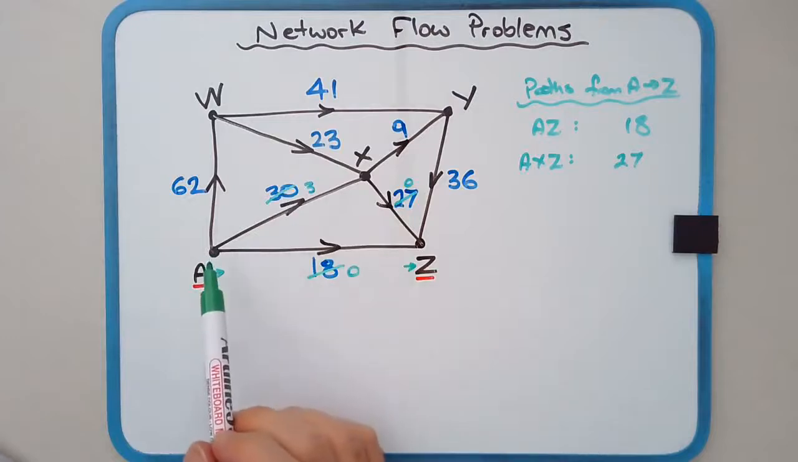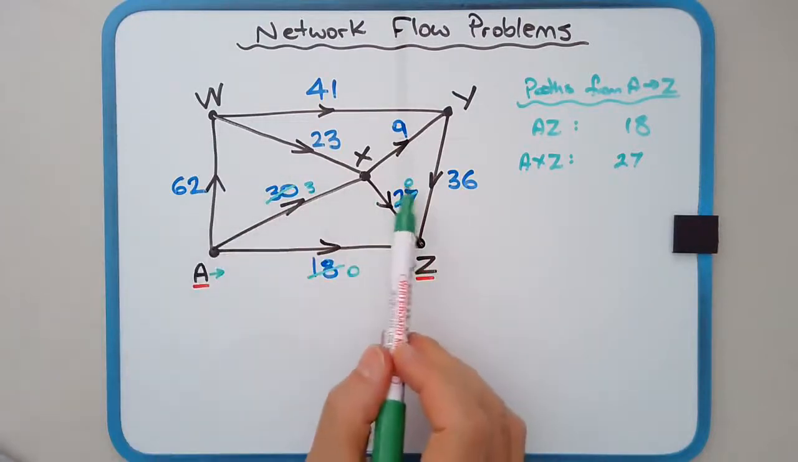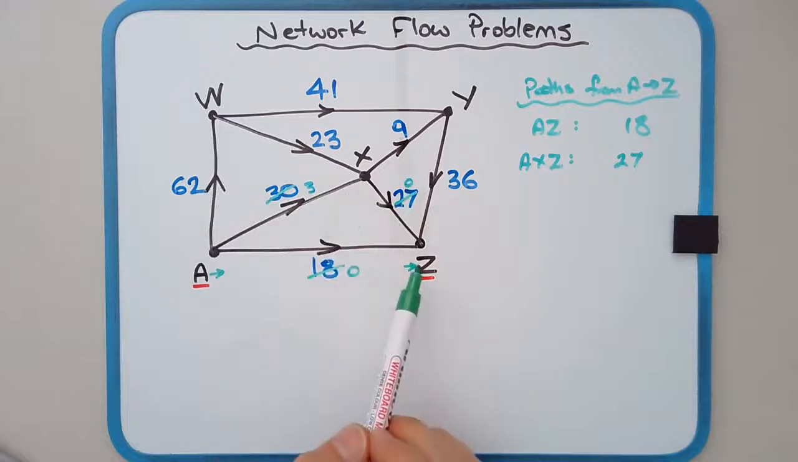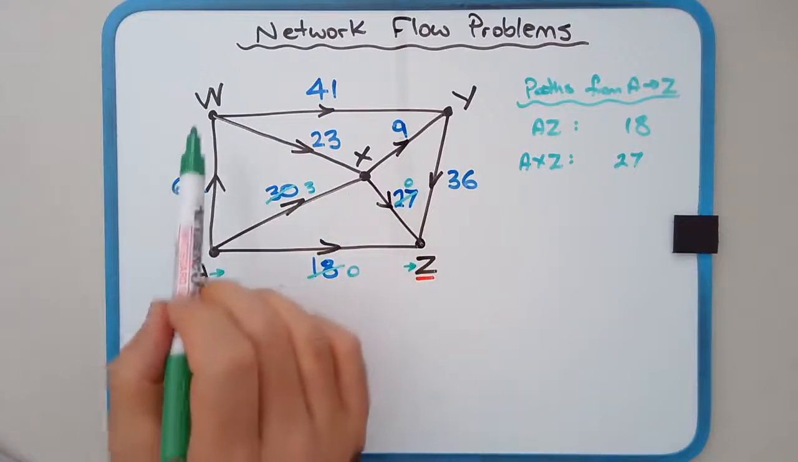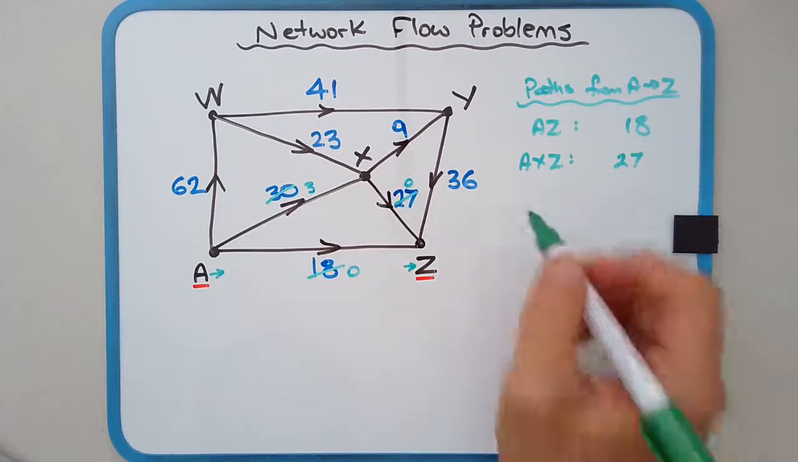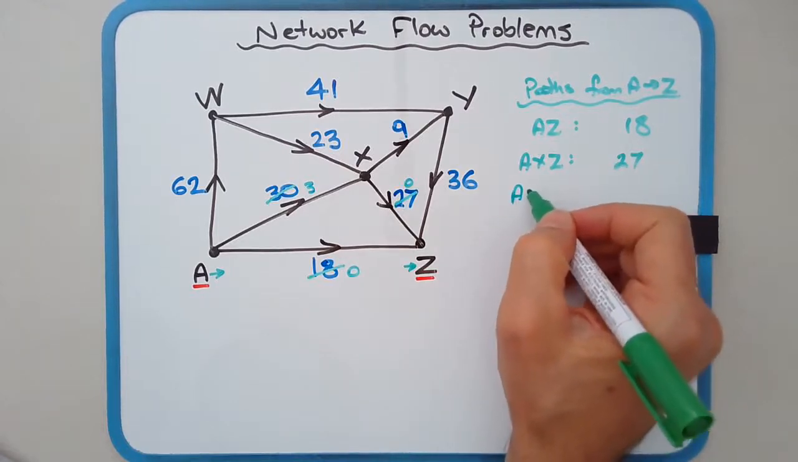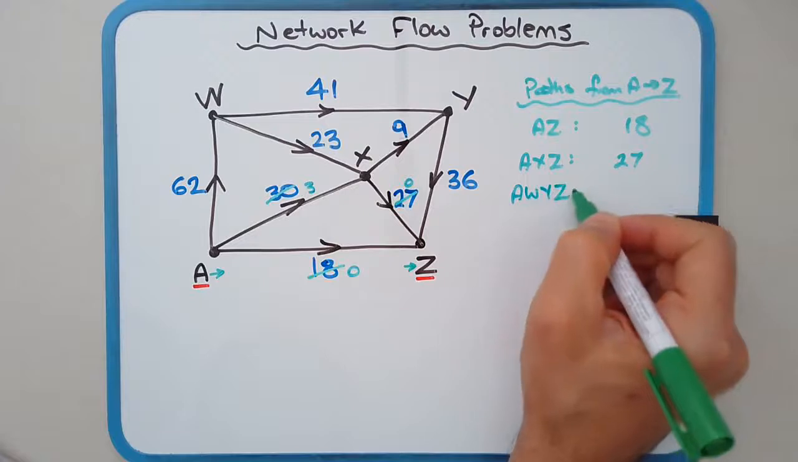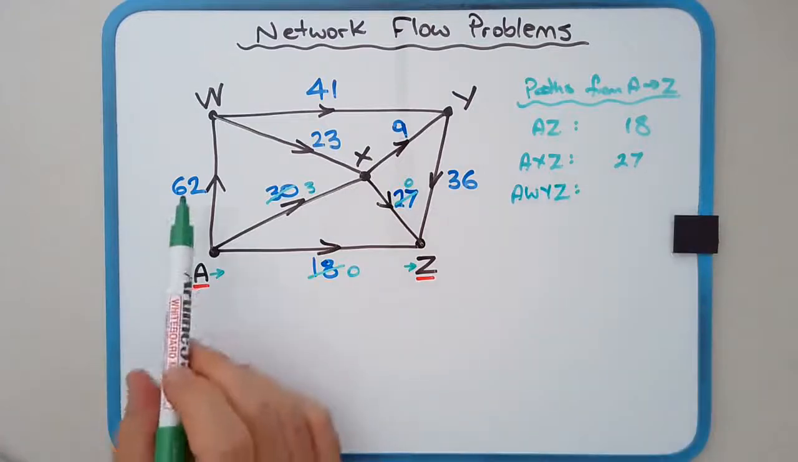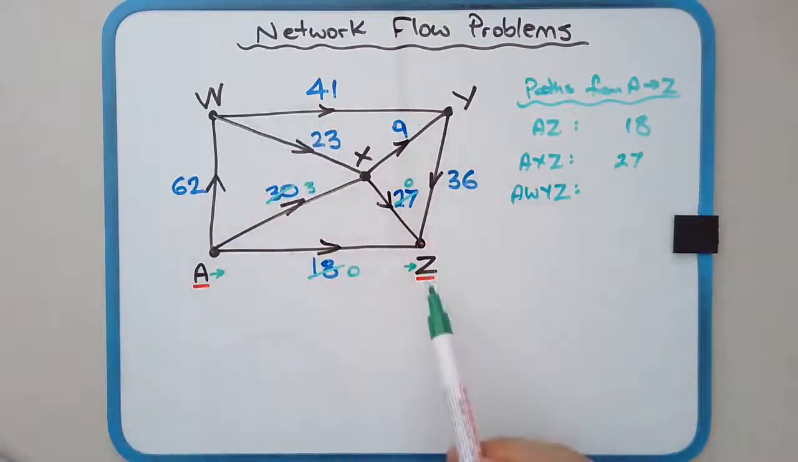We've got AWXZ, but that's 0 because XZ is already saturated. We've got AWYZ. I guess we have some capacity there. So 62 is flowing from A to W, W to Y is 41, Y to Z is 36.